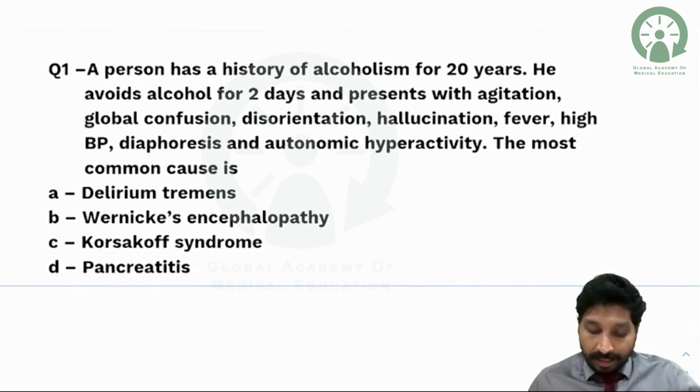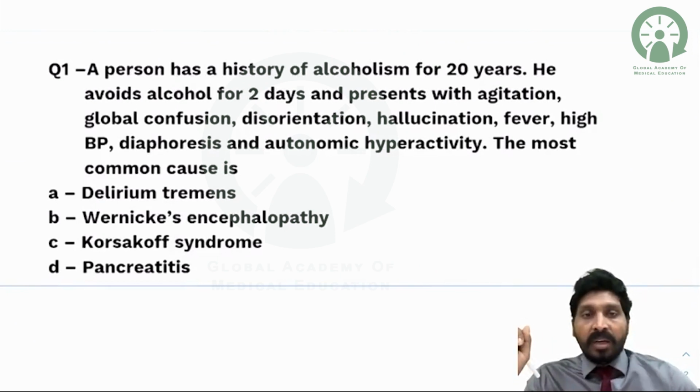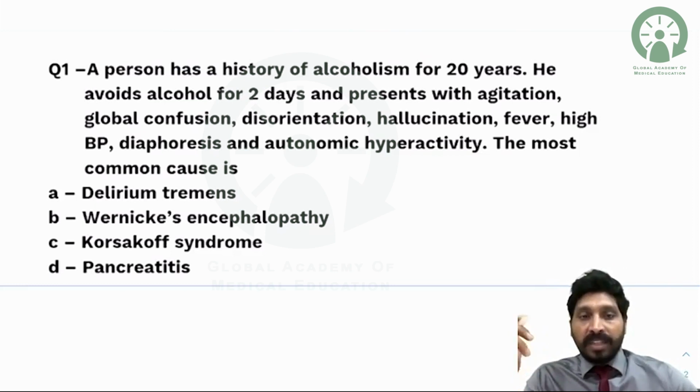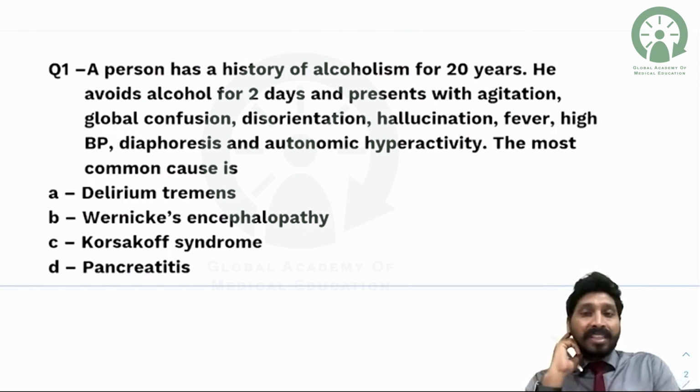A person has a history of alcoholism for 20 years. He avoids alcohol for 2 days and presents with agitation, global confusion, disorientation, hallucination, fever, high BP, diaphoresis, and autonomic hyperactivity. The most common cause? The options are A. Delirium tremens, B. Wernicke encephalopathy, C. Korsakoff syndrome, D. Pancreatitis. So four options have been provided.